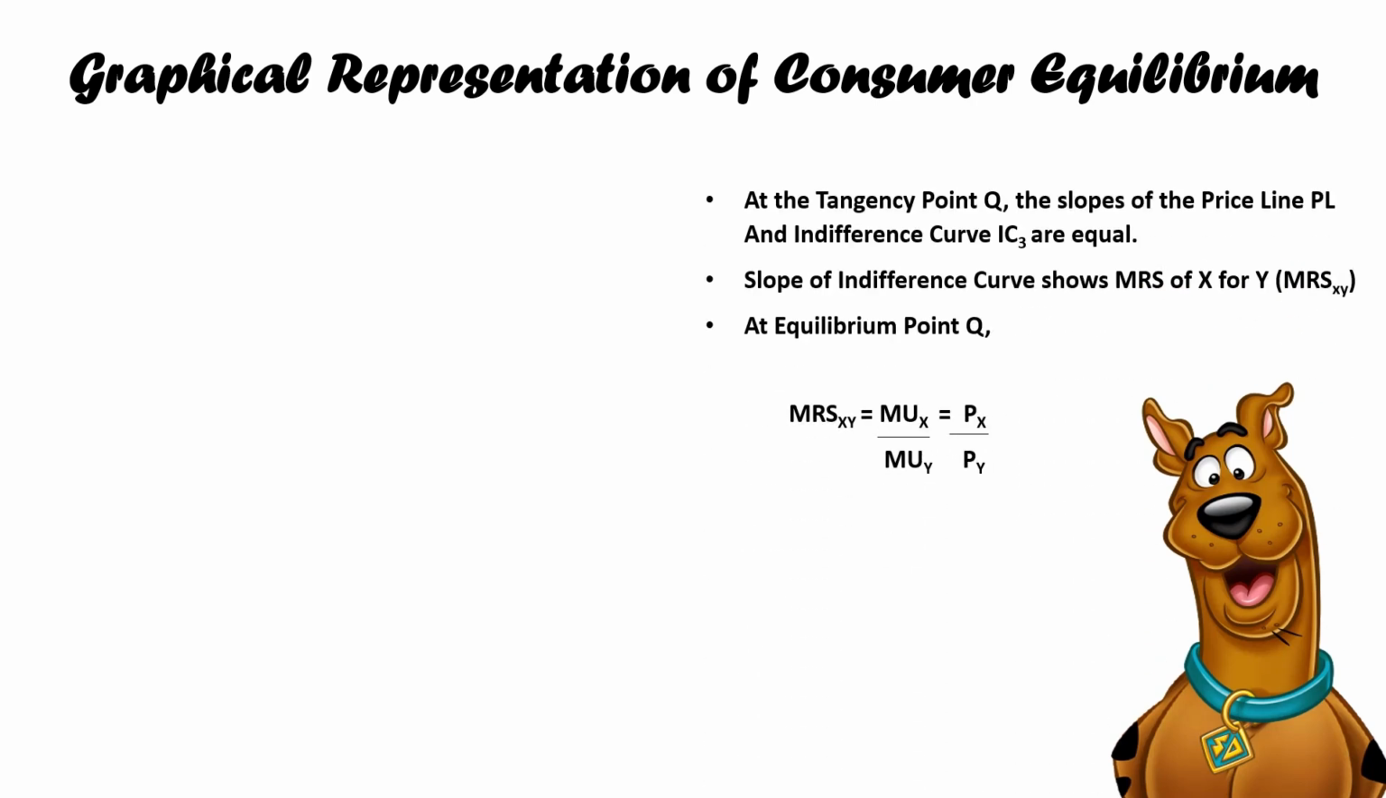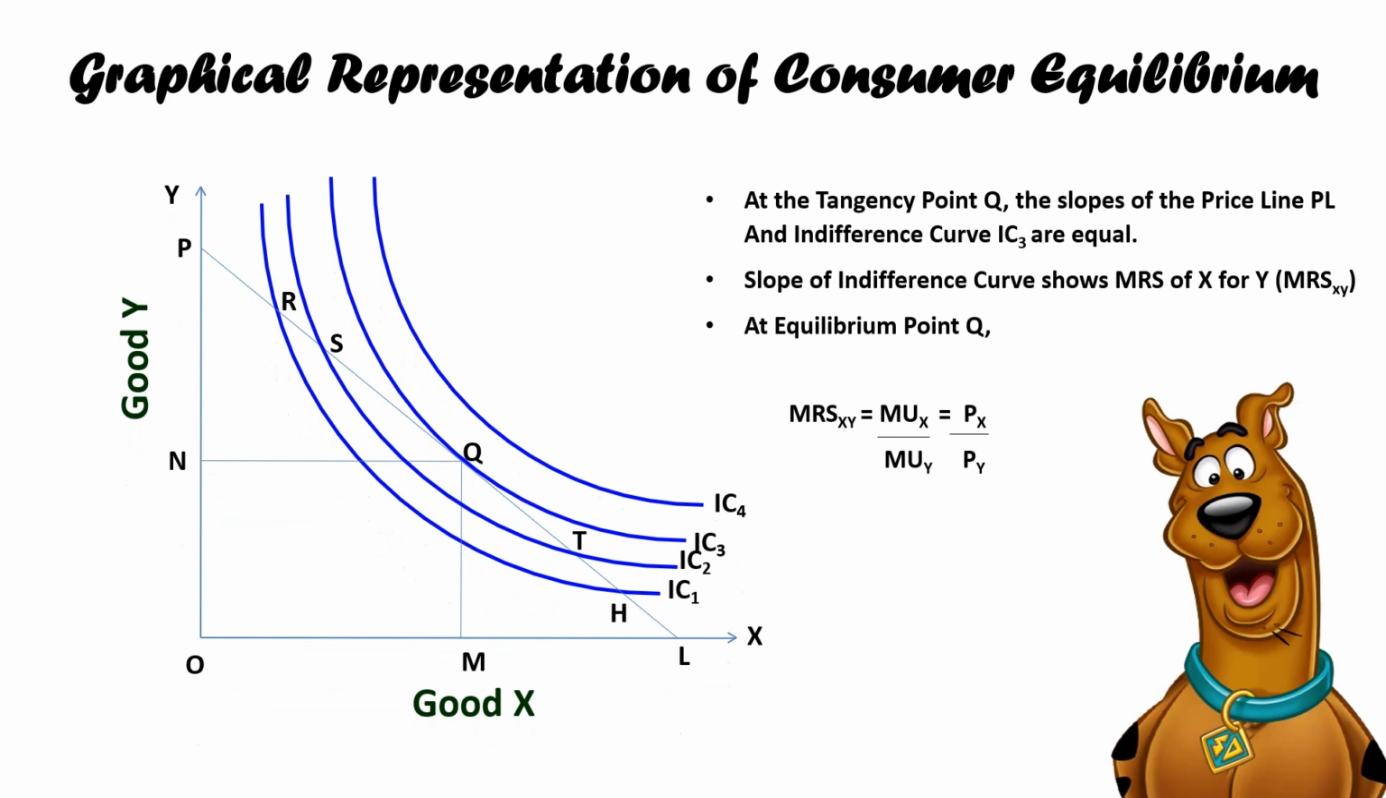So now, we will provide you the graphical representation of consumer equilibrium. As you can see in here, this is the graphical representation of consumer equilibrium. At the tangency point K, the slopes of the price line PL and indifference curve IC3 are equal. The slope of the indifference curve shows the MRS of x for y, MRSxy. At equilibrium point K, MRSxy equals MUx divided by MUy equals Px over Py.